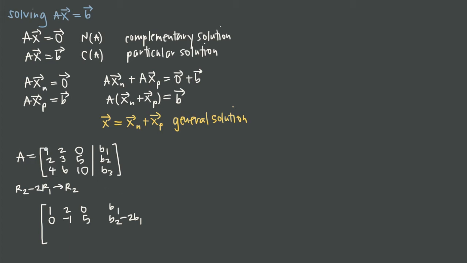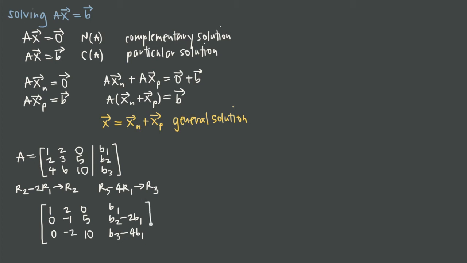So to do that, we'll take 4 times row 1, and subtract that from row 3, so row 3 minus 4 times row 1, and we'll use that value to replace row 3. So 4 times 1 is 4, 4 minus 4 is 0, 4 times 2 is 8, 6 minus 8 is a negative 2, 4 times 0 is 0, 10 minus 0 is 10, and then here we'll get row 3, which is B3, minus 4 times row 1, which is B1, so minus 4B1.